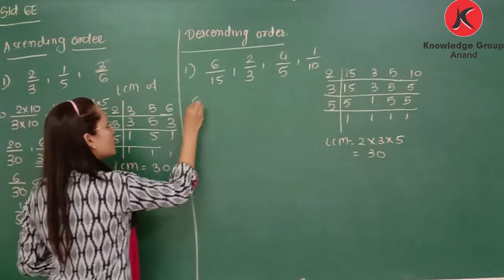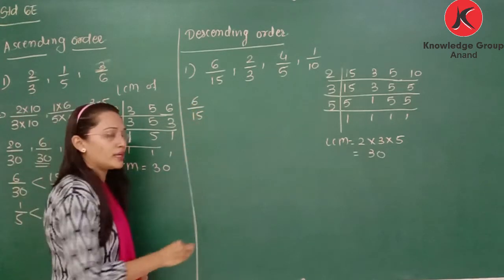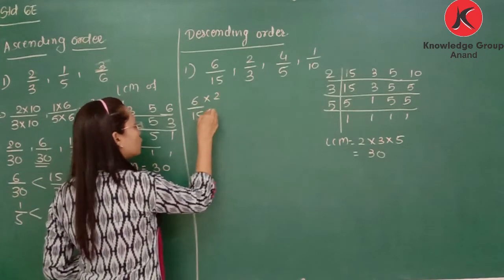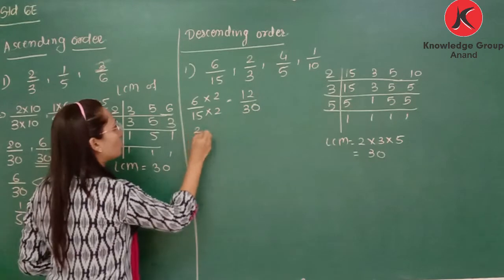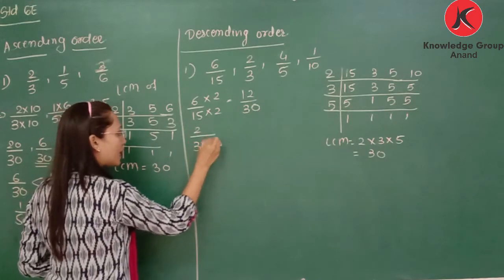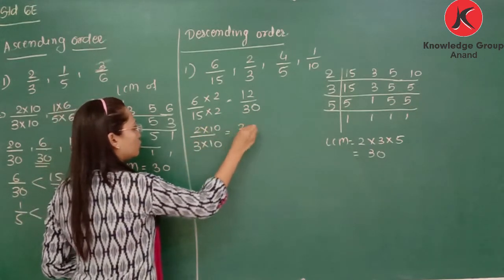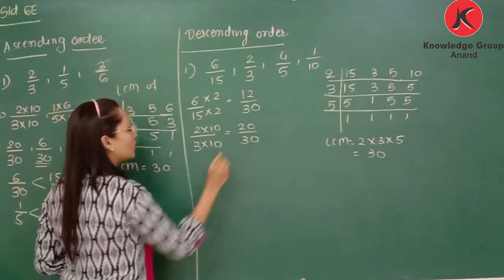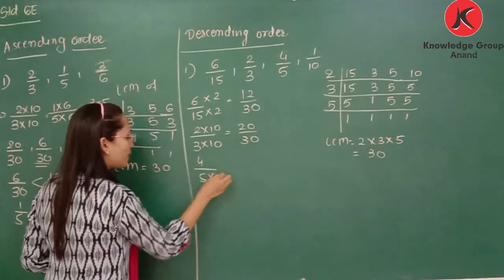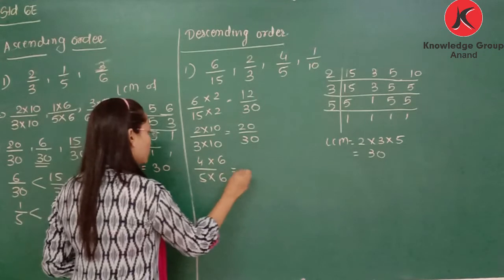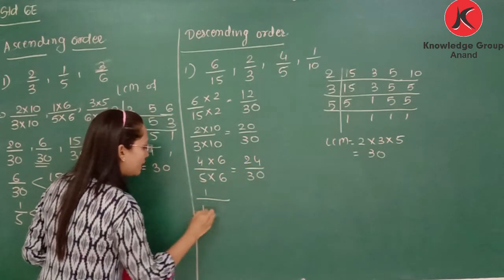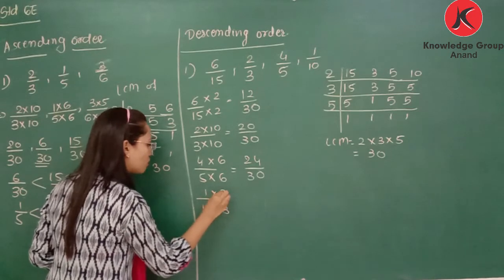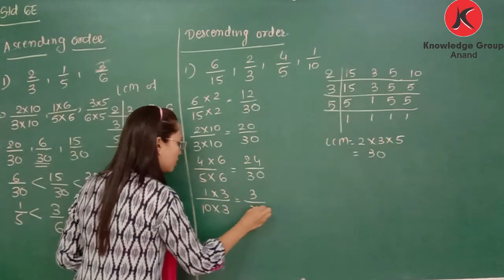Let's make 6 by 15 with denominator 30. So we will multiply with 2 and 2. So we will get 12 by 30. Now 2 by 3 is multiplied with 10 to get 30, so 20 by 30. Now 4 by 5 is multiplied with 6, so we will get 24 by 30. 1 by 10 is multiplied with 3, so we will get 3 by 30.